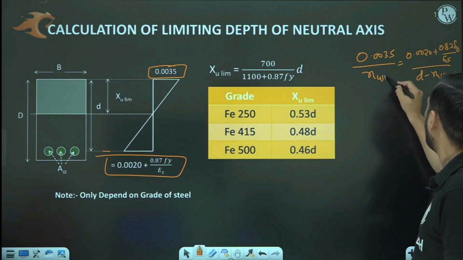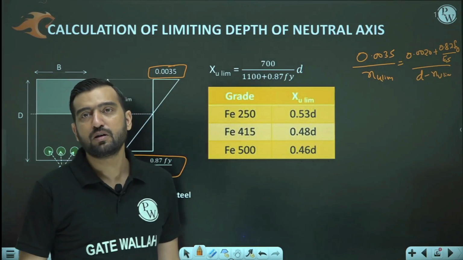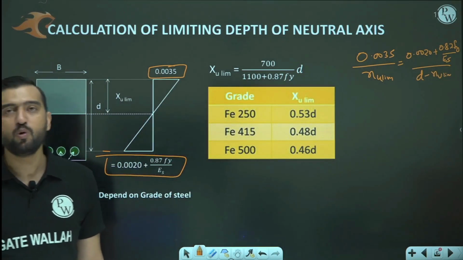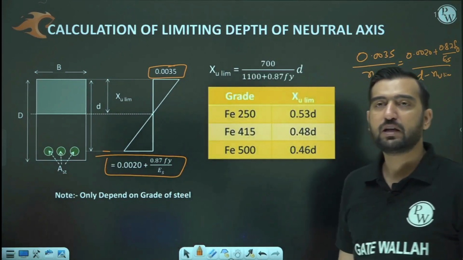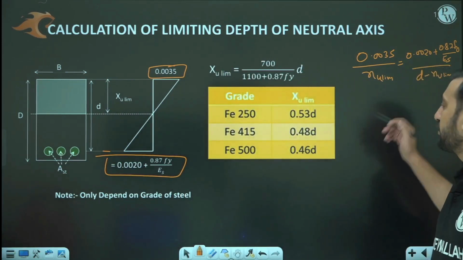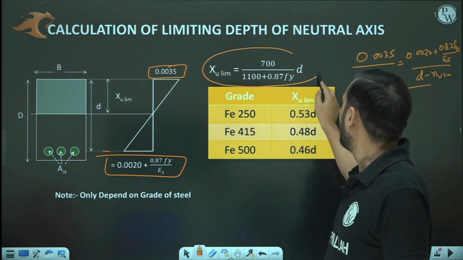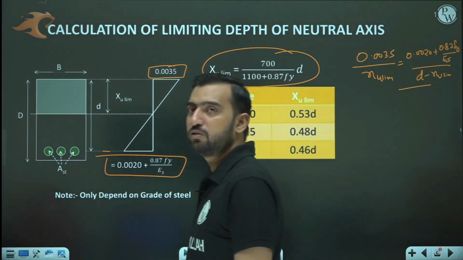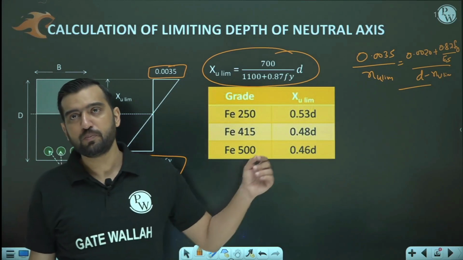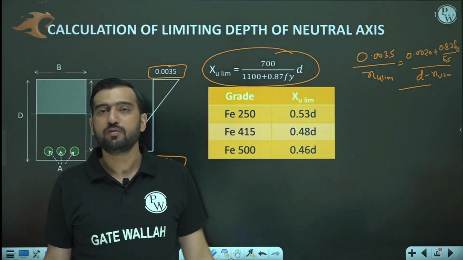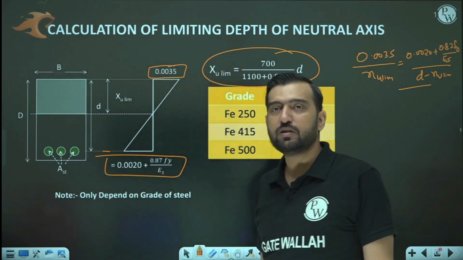And we all know the Young's modulus for steel is 2 into 10 raised to the power 5. So we can get the value of Xu,lim. On solving this equation you will get this, and from this expression we can again conclude that the limiting depth of neutral axis depends on the grade of steel. It depends on Fy, and Fy is the yield strength of the steel.